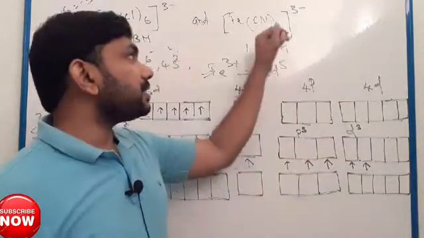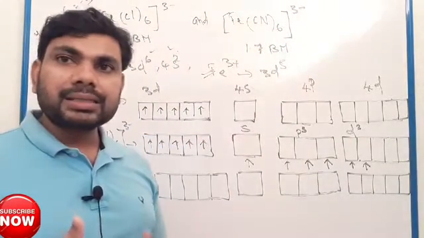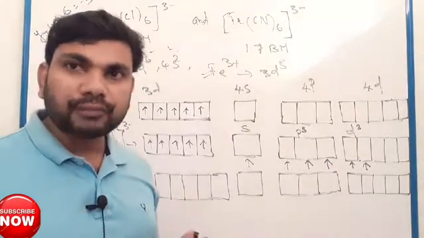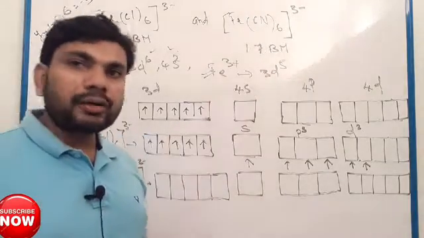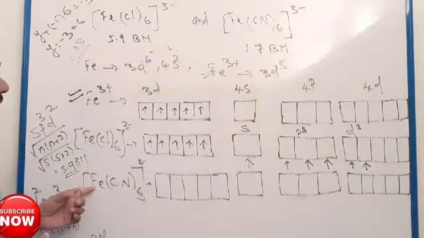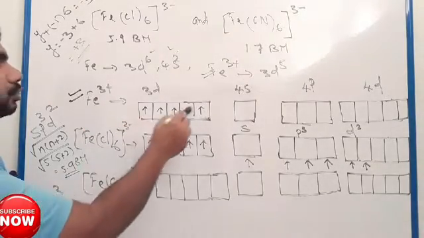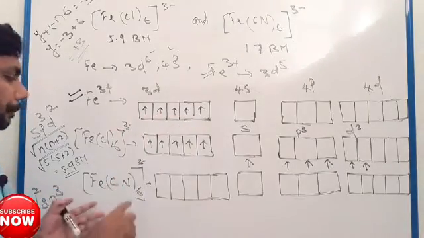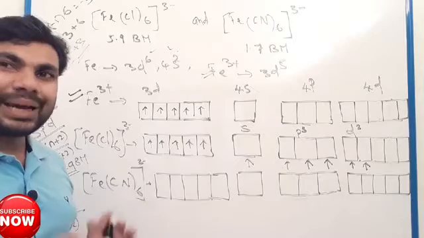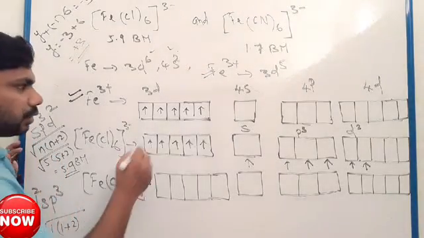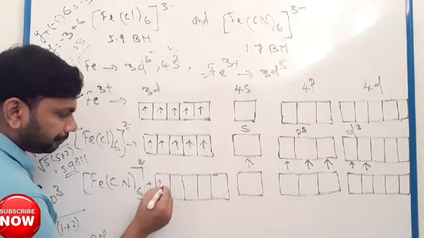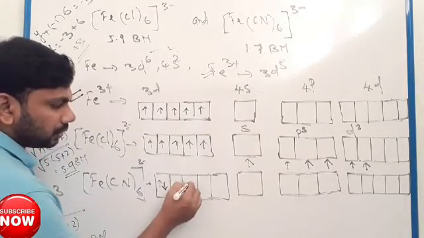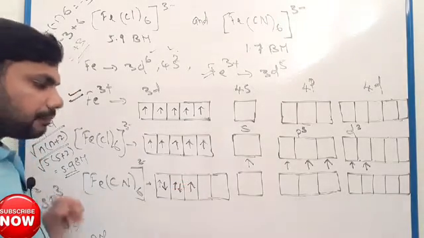Here we have a different ligand, it is CN. We know CN, CO, NO2, these types of ligands are strong field ligands. CN is a strong field ligand. Fe3+ actually has 5 electrons in d orbital, 1, 2, 3, 4, 5. But here CN is a strong field ligand, so pairing takes place.